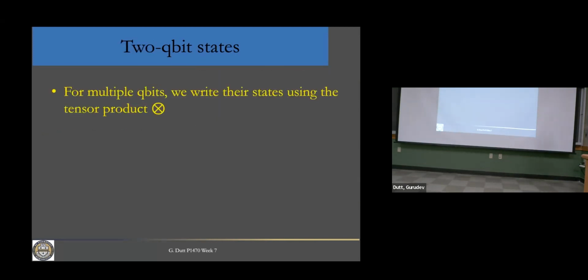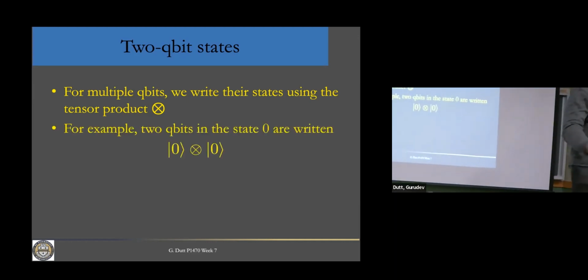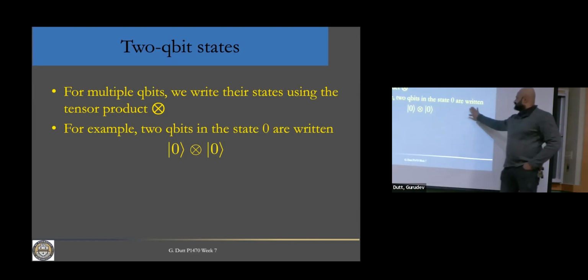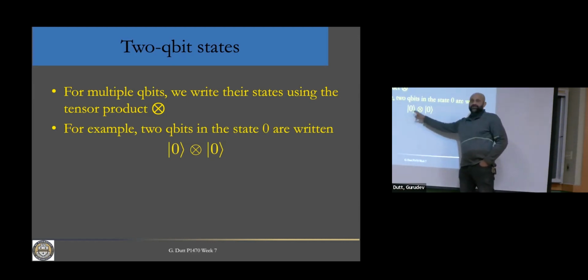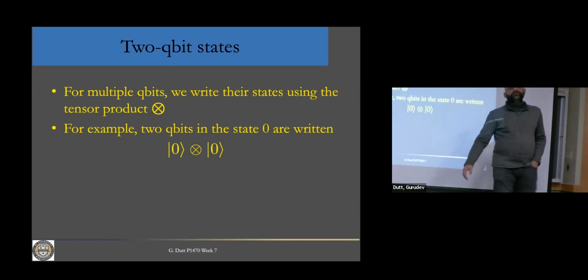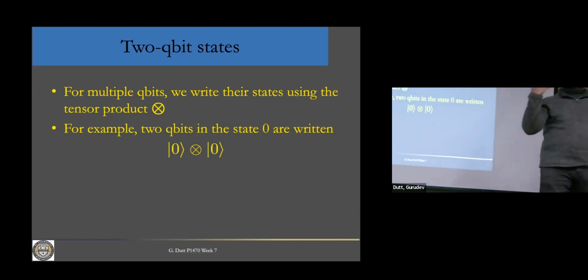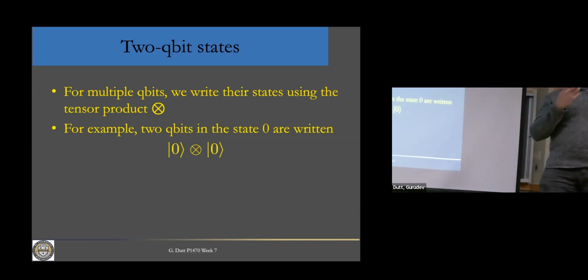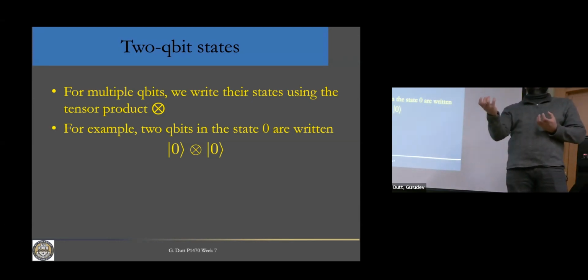Okay, so for multiple qubits, we're going to write their states using something called the tensor product state, or the tensor product operation. So for example, 2 qubits which are in the state 0 are written as 0 tensor 0. Okay, so you should think of the 2 qubits as, say, the physical qubits. When you think about them, have that sort of mental picture in mind. You might have 2 electrons, right? One with spin up and one with spin down, for example, right?